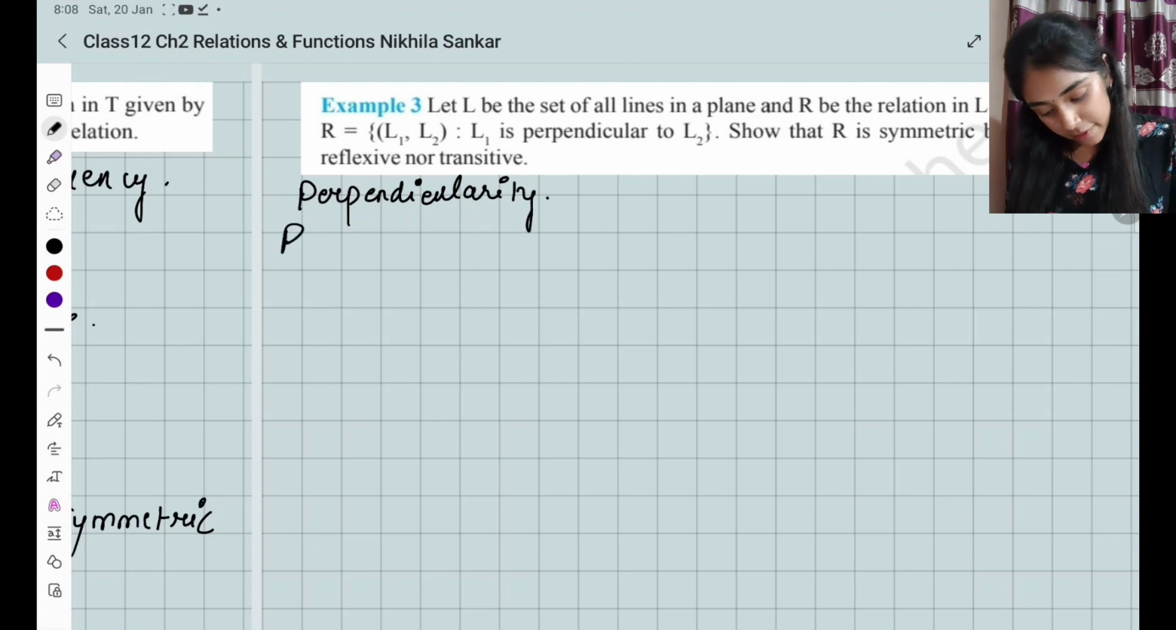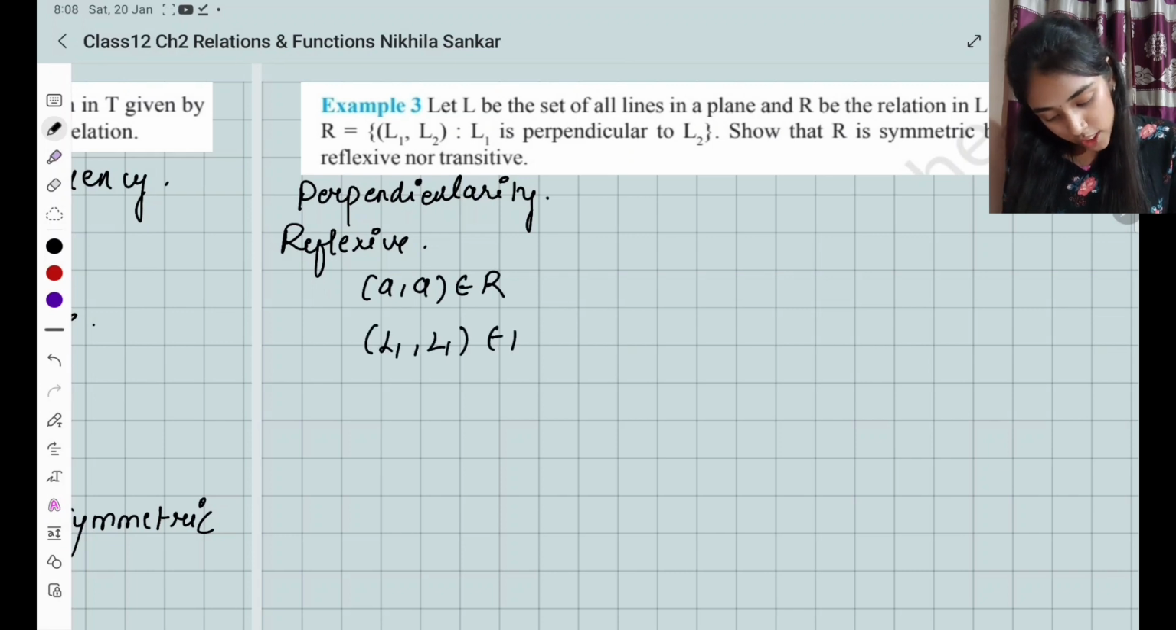So இப்போ first reflexive. How do you check reflexivity? Reflexive na you are looking for A, A belongs to R. So you take line 1, line 1 belongs to R. இப்போ line 1 is this one. Okay, so this is going to be your line 1.